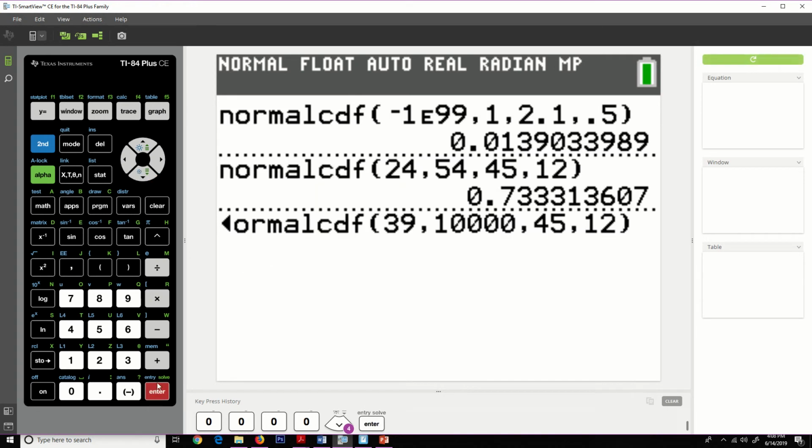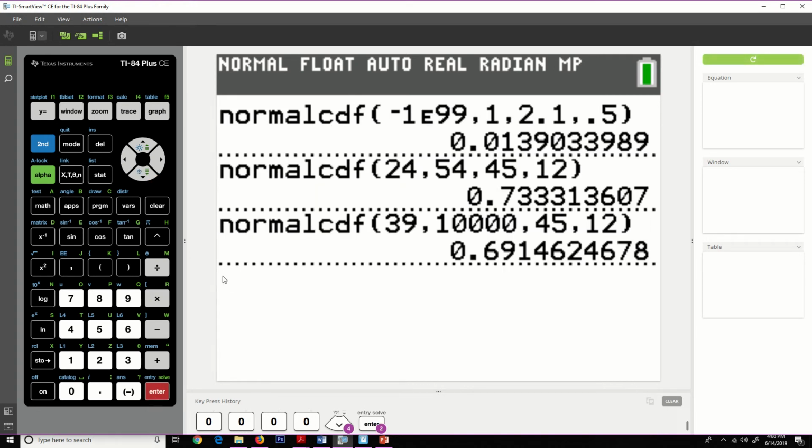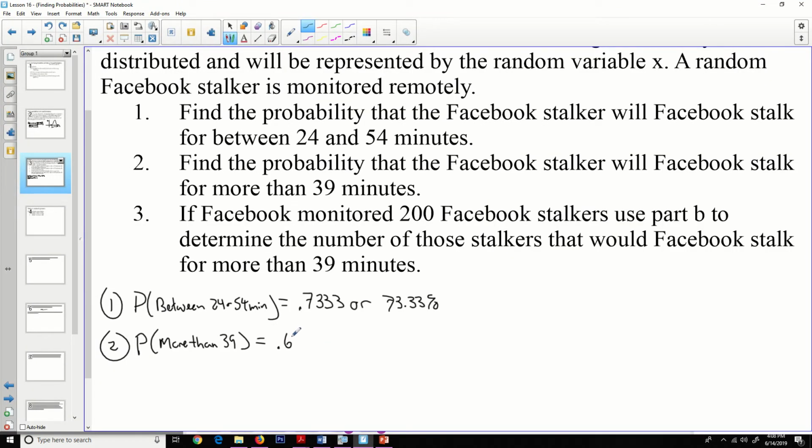If I hit enter, we see that there is a 0.6915, or 69.15% chance that they will Facebook stalk for more than 39 minutes.